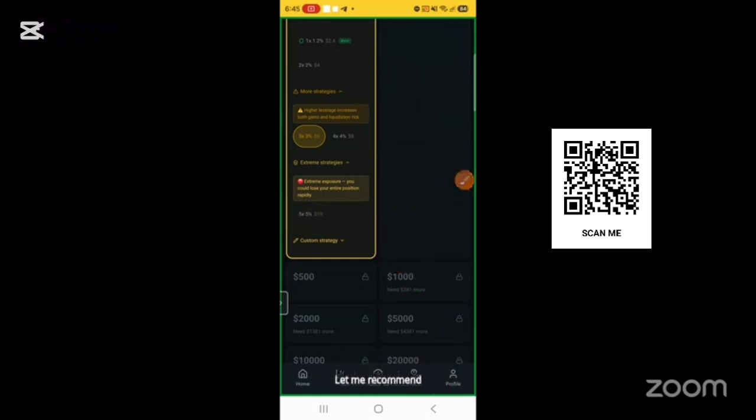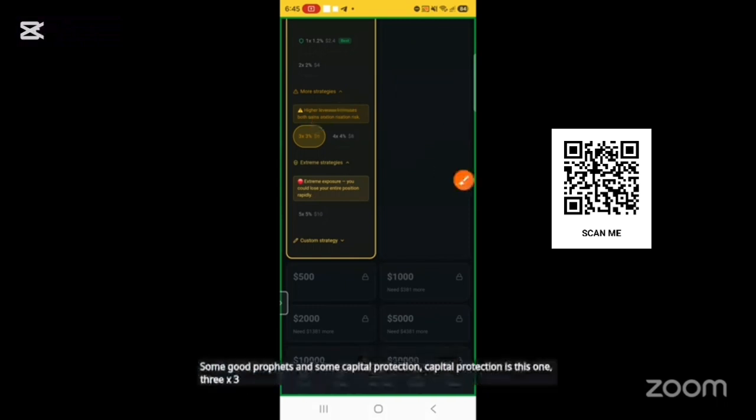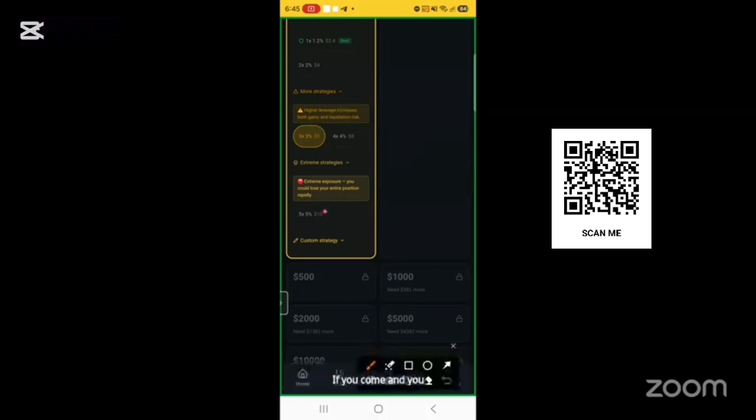the safest leverage that will give you a balance of some good profits. Okay? Some good profits and some capital protection. Capital protection is this one, 3x 3%. Trust me. If you select this 5x 5%, if they chop your money, don't blame the bot. Because partly you're instructing it not to deviate from your instructions.